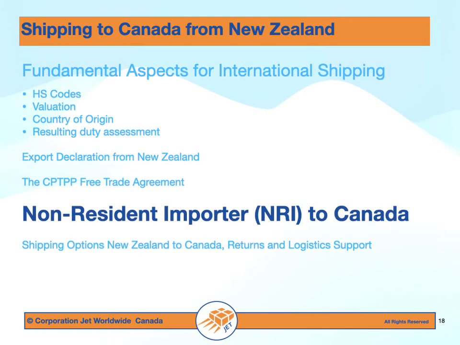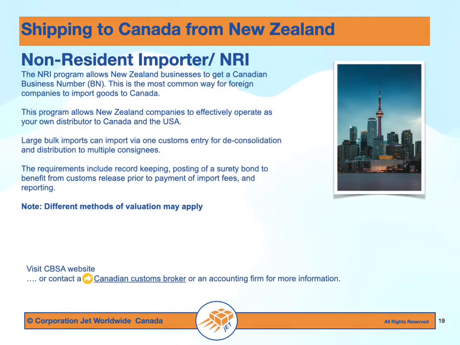Non-resident importer program to Canada. The NRI program allows New Zealand businesses to get a Canadian business number. It greatly simplifies the import process and essentially allows you to operate as your own Canadian distributor. The requirements include record keeping and posting of a surety bond. Note that methods of valuation may differ for non-resident imports.